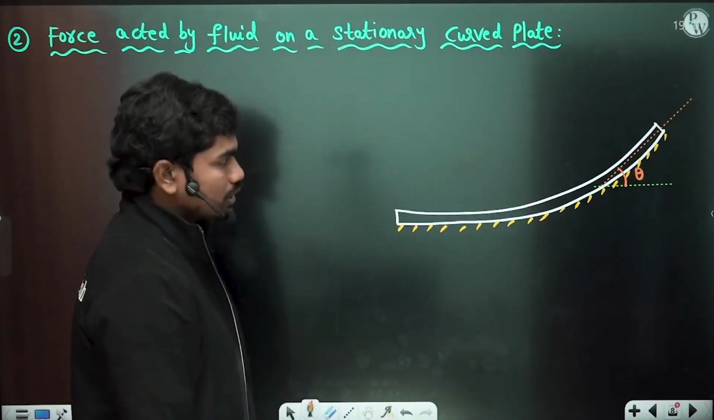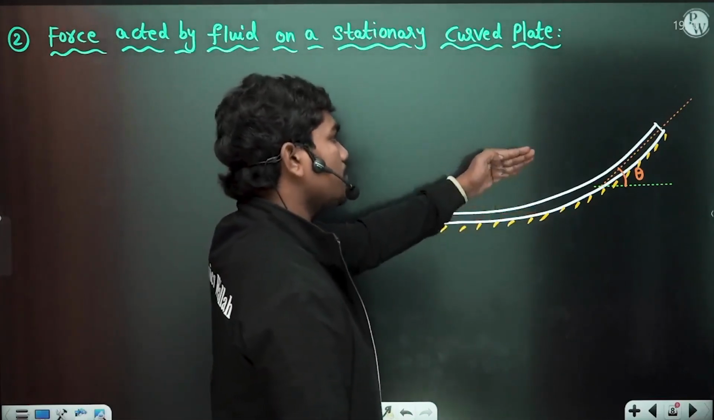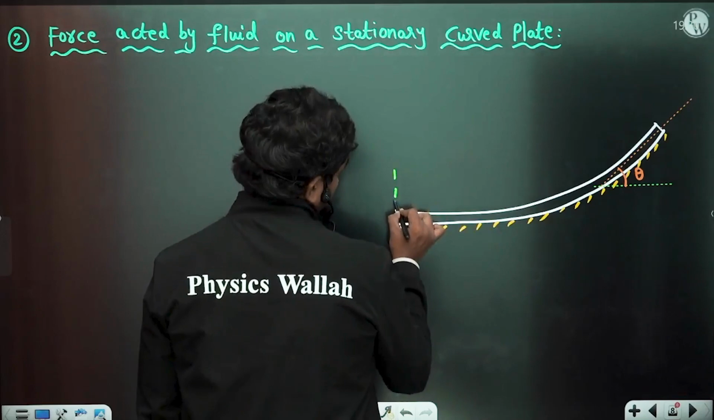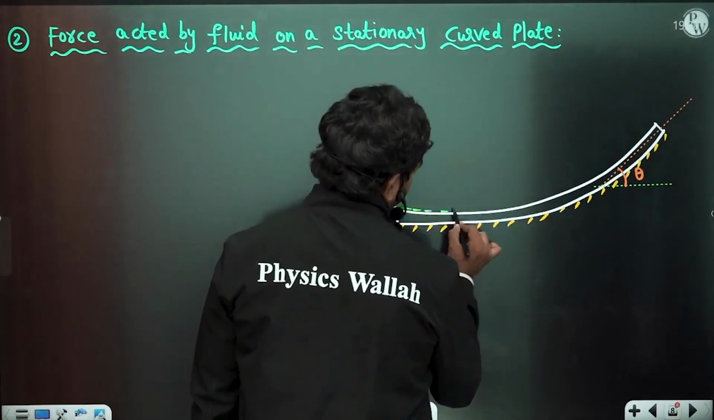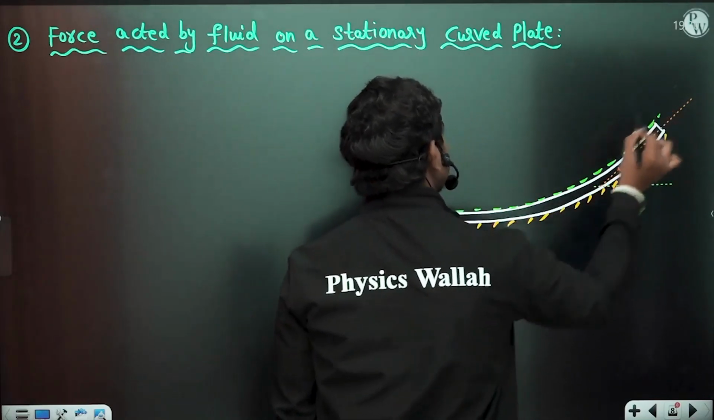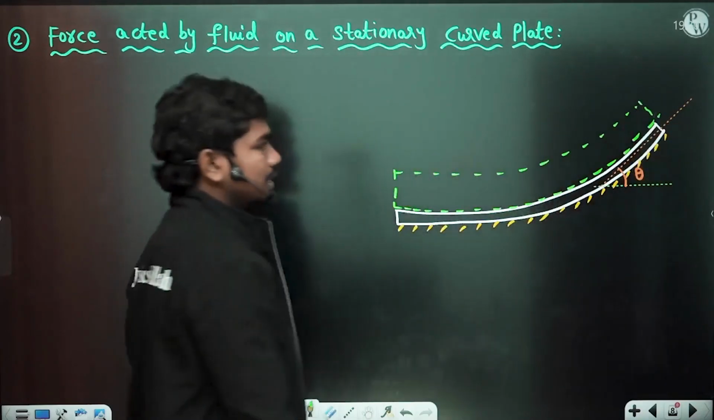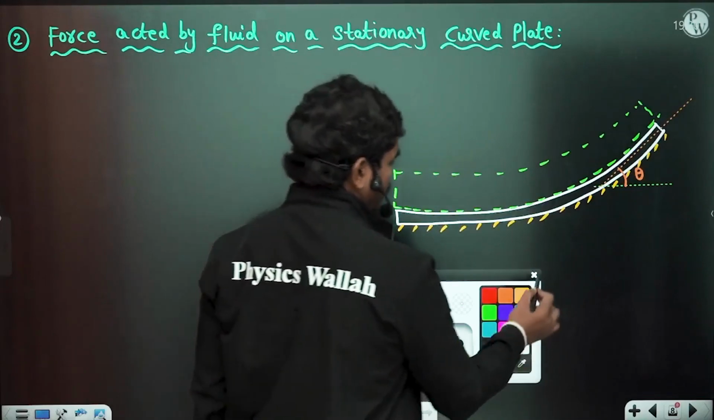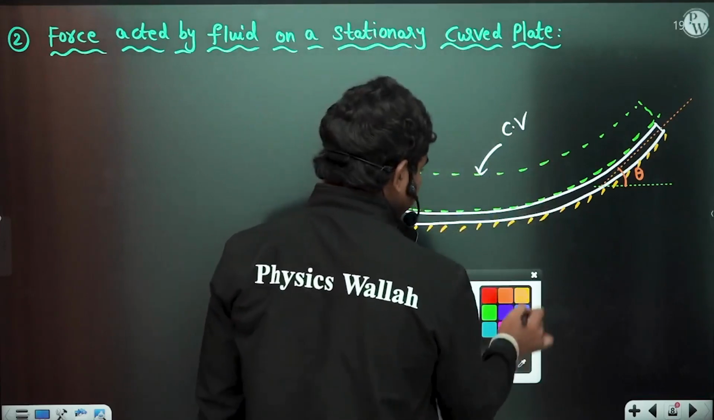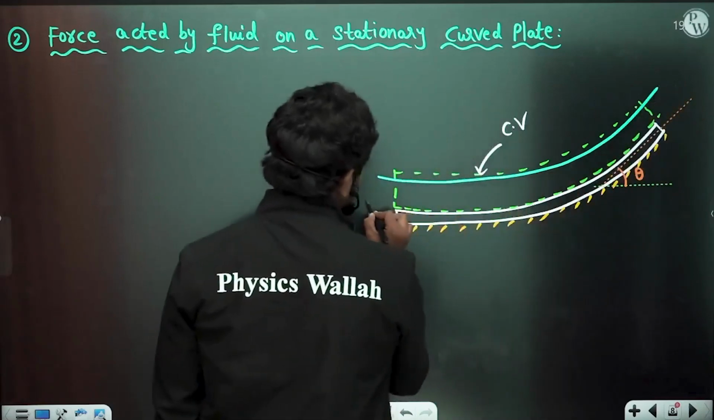Now, if you want to choose the control volume, the volume in which the fluid changes its velocity is nothing but the volume above this plate. So let us choose this control volume. The control volume will generally be in the fluid-solid contact, in this region. So this is my control volume. Fluid is entering this and leaving at this angle.